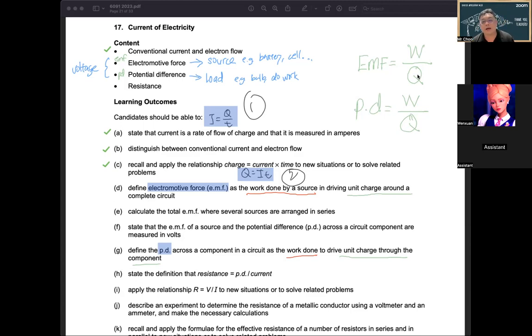Can you see they are both, to me, the same thing. So what's a unit of work? Can you tell me what's a unit of work? Can you just write down what's a unit of work? Can you remember what's a unit of work?